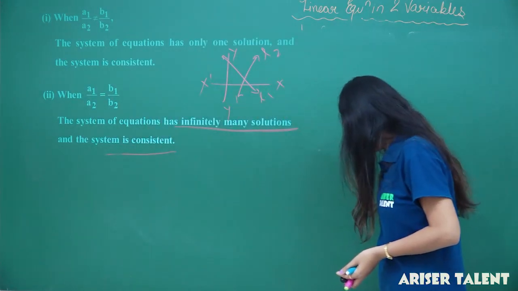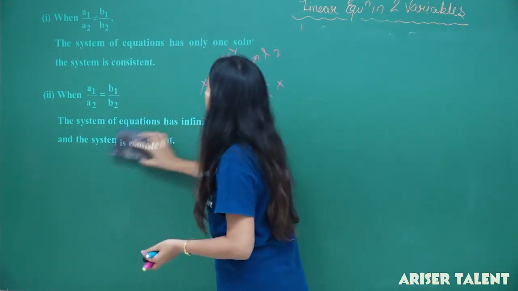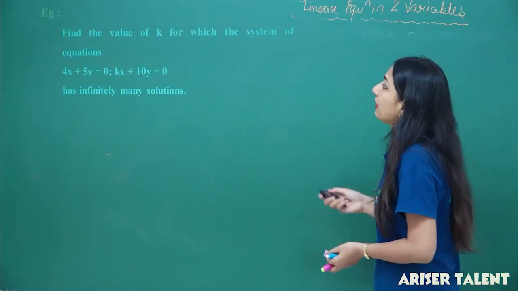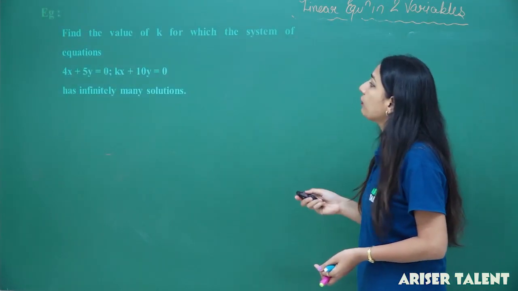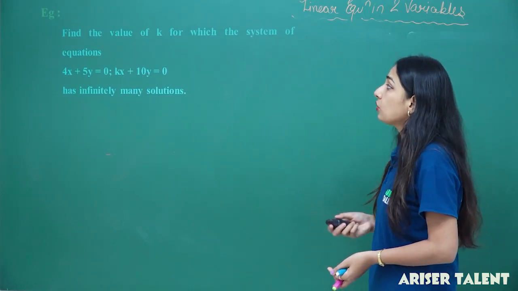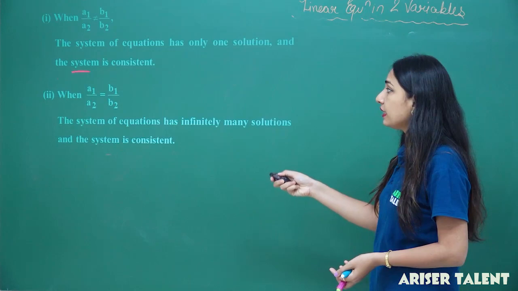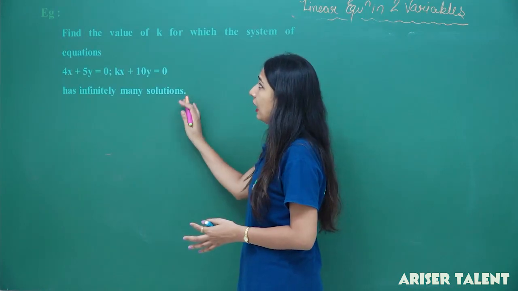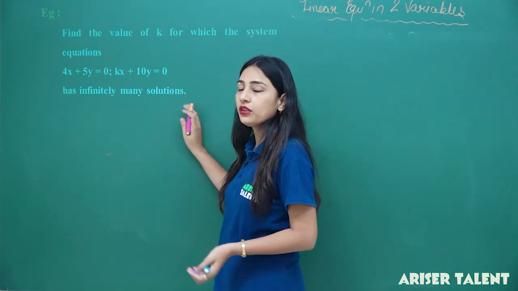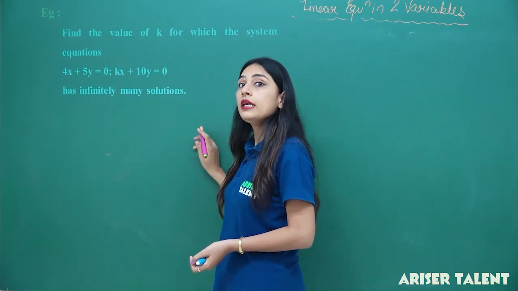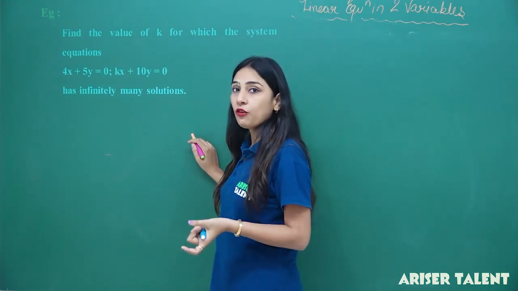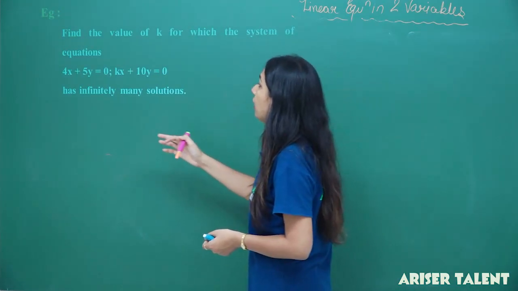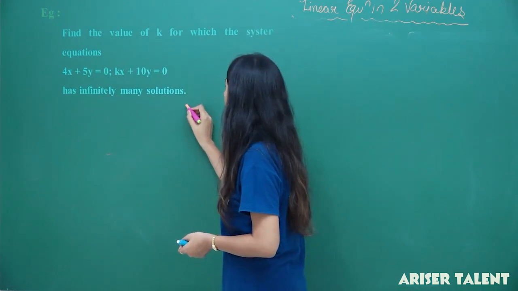Okay, so this was about the consistent system. Now again, find the value of k for which the system of equations has infinitely many solutions. This one, a1 by a2 should be equal to b1 by b2. Now students, I have told you that if this kind of question is given in some objective type format, then how you have to do it? You don't have to write all the stories, right? What you have been asked, it should have infinitely many solutions.